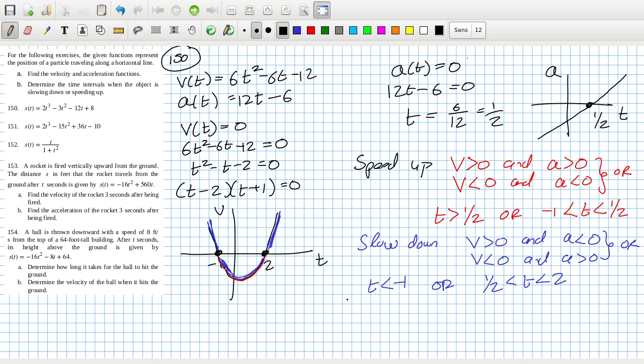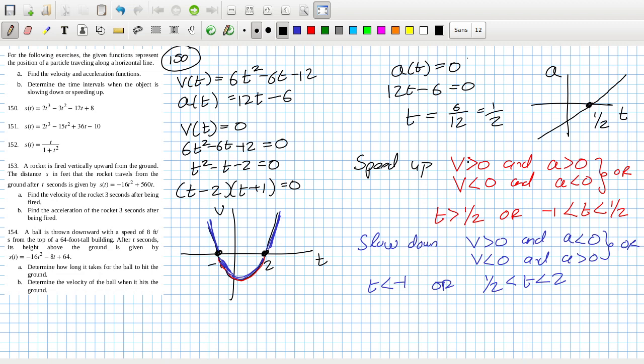So just putting that together, more than a half, or between minus 1 and a half. So I guess, could you include the half as well? Interesting question. And slowing down is a bit different. Doesn't look like it includes the half. So I feel like I might have made a mistake with my half and 2.